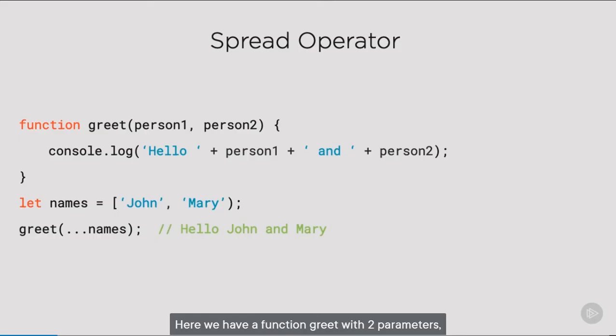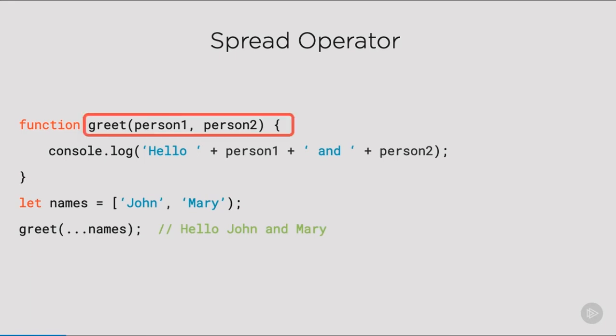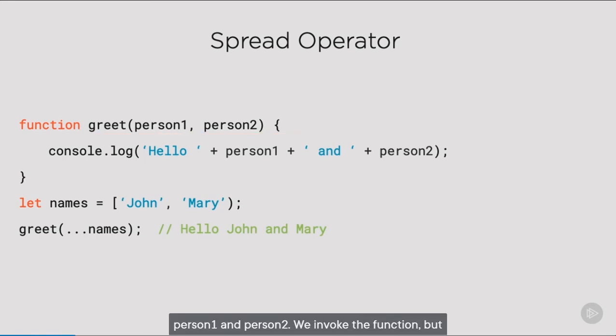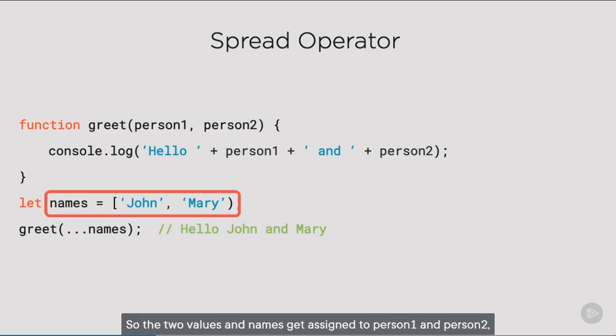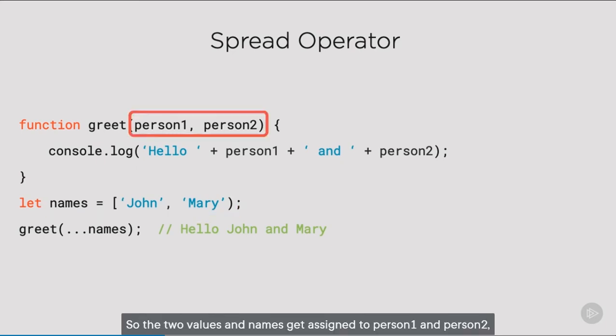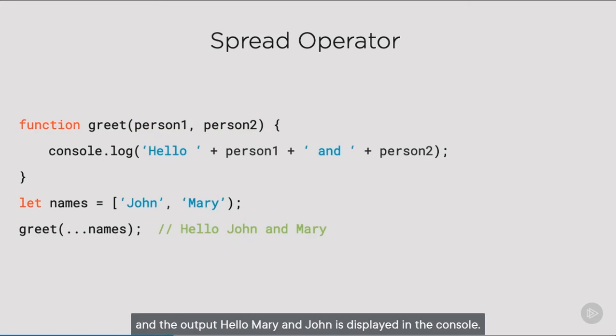Here we have a function greet with two parameters, person1 and person2. We invoke the function, but instead of passing in two arguments, we pass an array with the spread operator. Although it looks very similar to the REST parameter example in the previous module, we are doing the opposite here. We are passing an array as an argument and then spreading its elements into individual parameters of the function. So the two values in names get assigned to person1 and person2, and the output Hello Mary and John is displayed in the console.